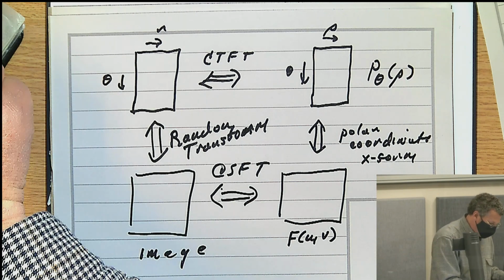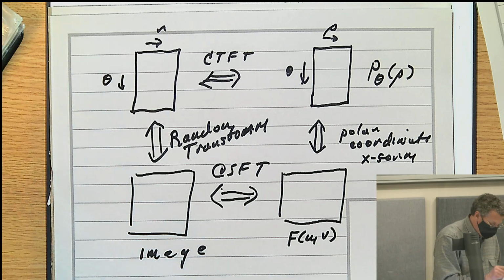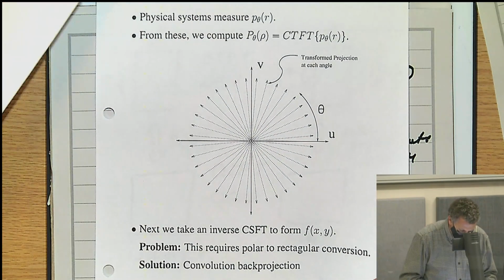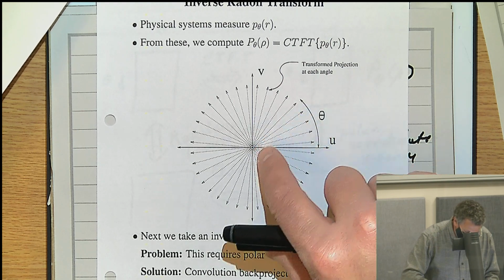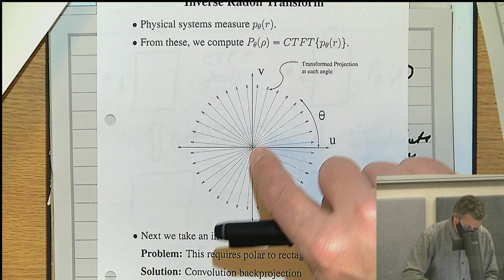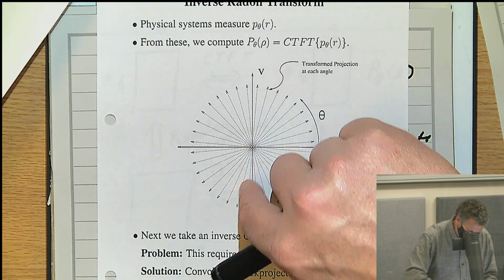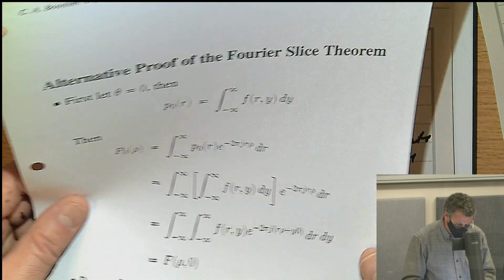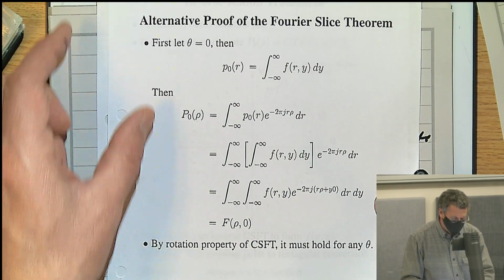Oh, this was the slide I was looking for. This is a slide which just shows that you can plot out the continuous time Fourier transform of the projections in polar coordinates, and that gives you the 2D Fourier transform. But an alternative proof is this.